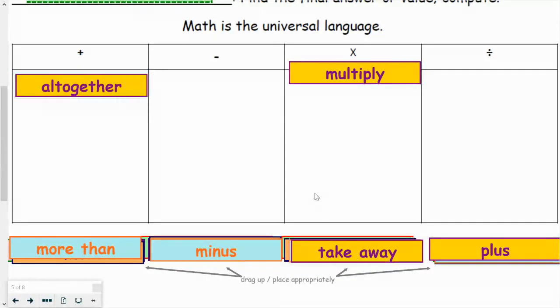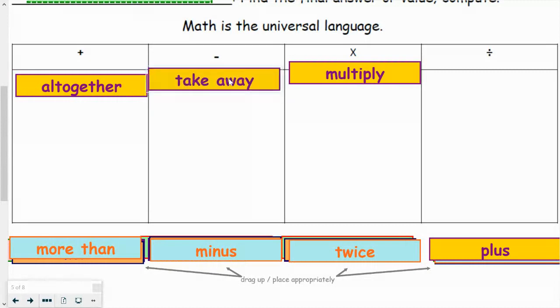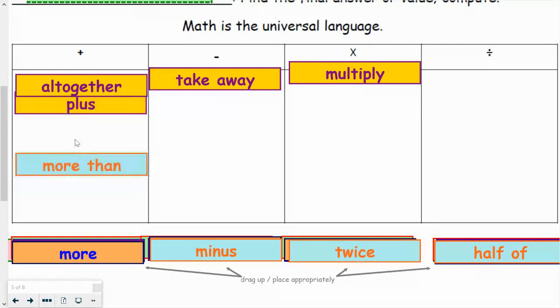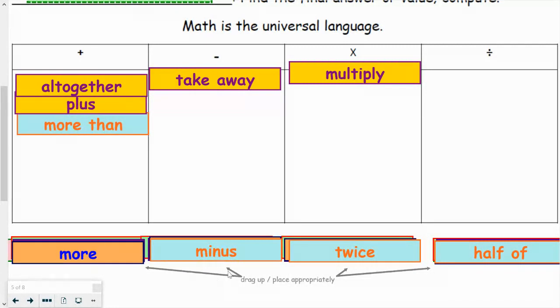Take away, right? If you take away something, you are subtracting. And obviously, plus is the elementary word for addition. Okay? More than. If I have 5 cookies more than my daughter, that means I would take her value and add 5 to it.